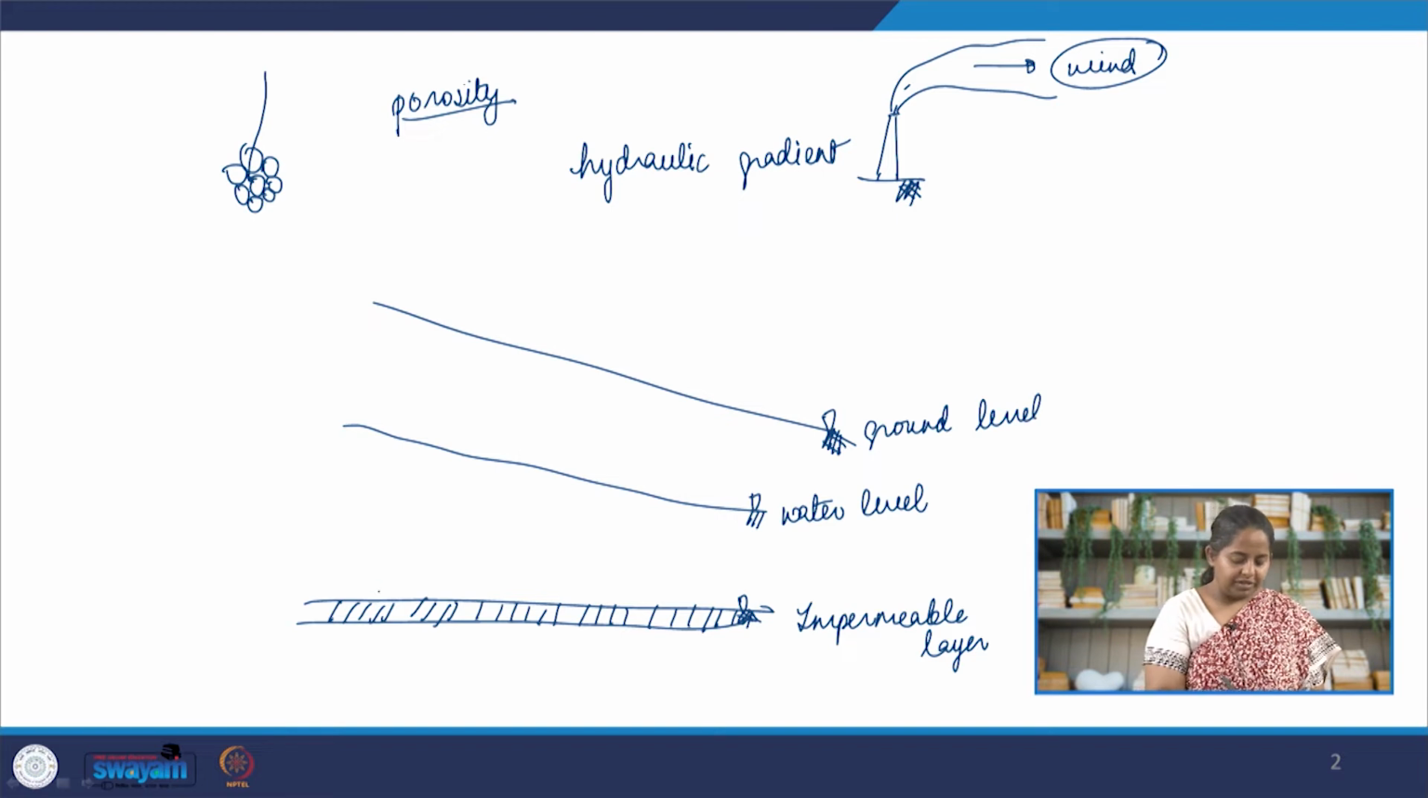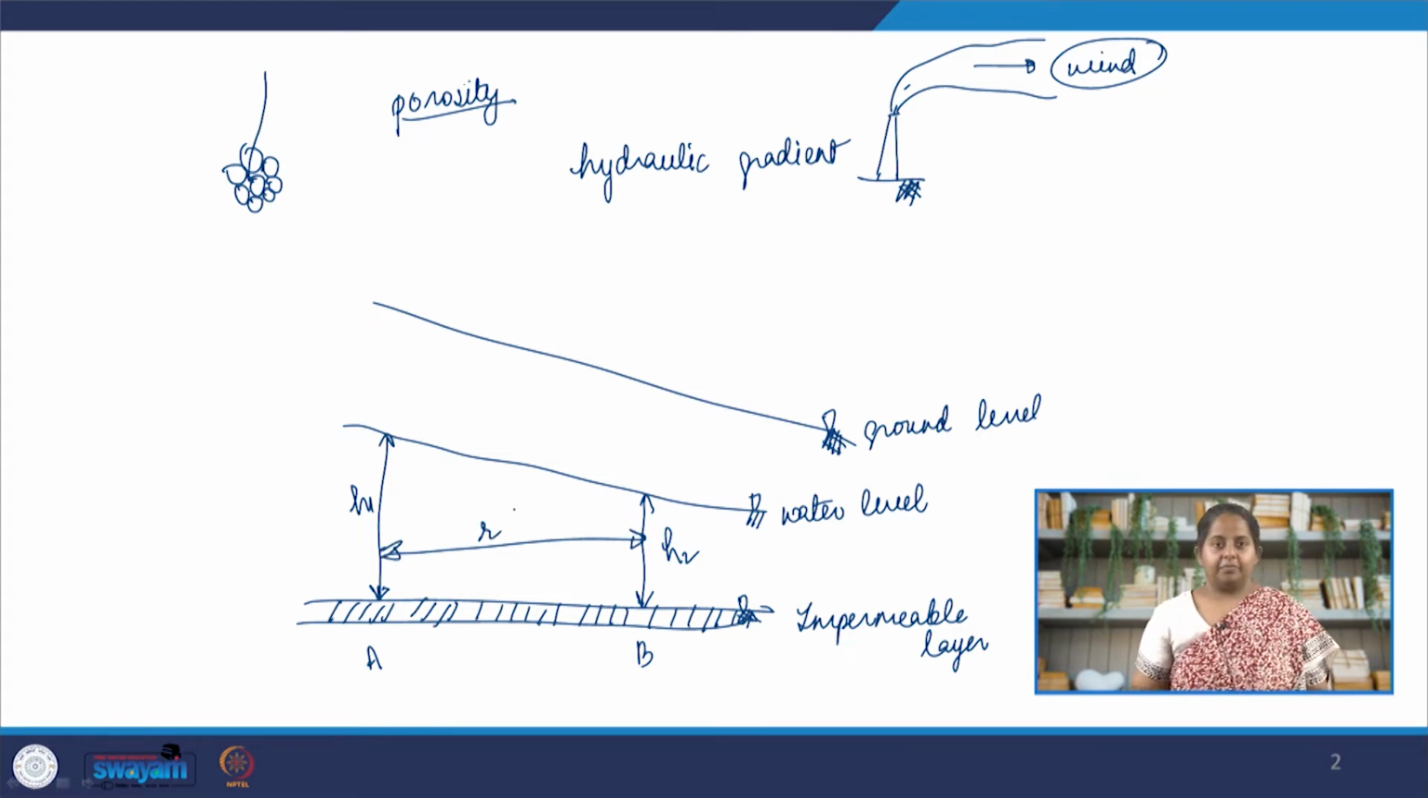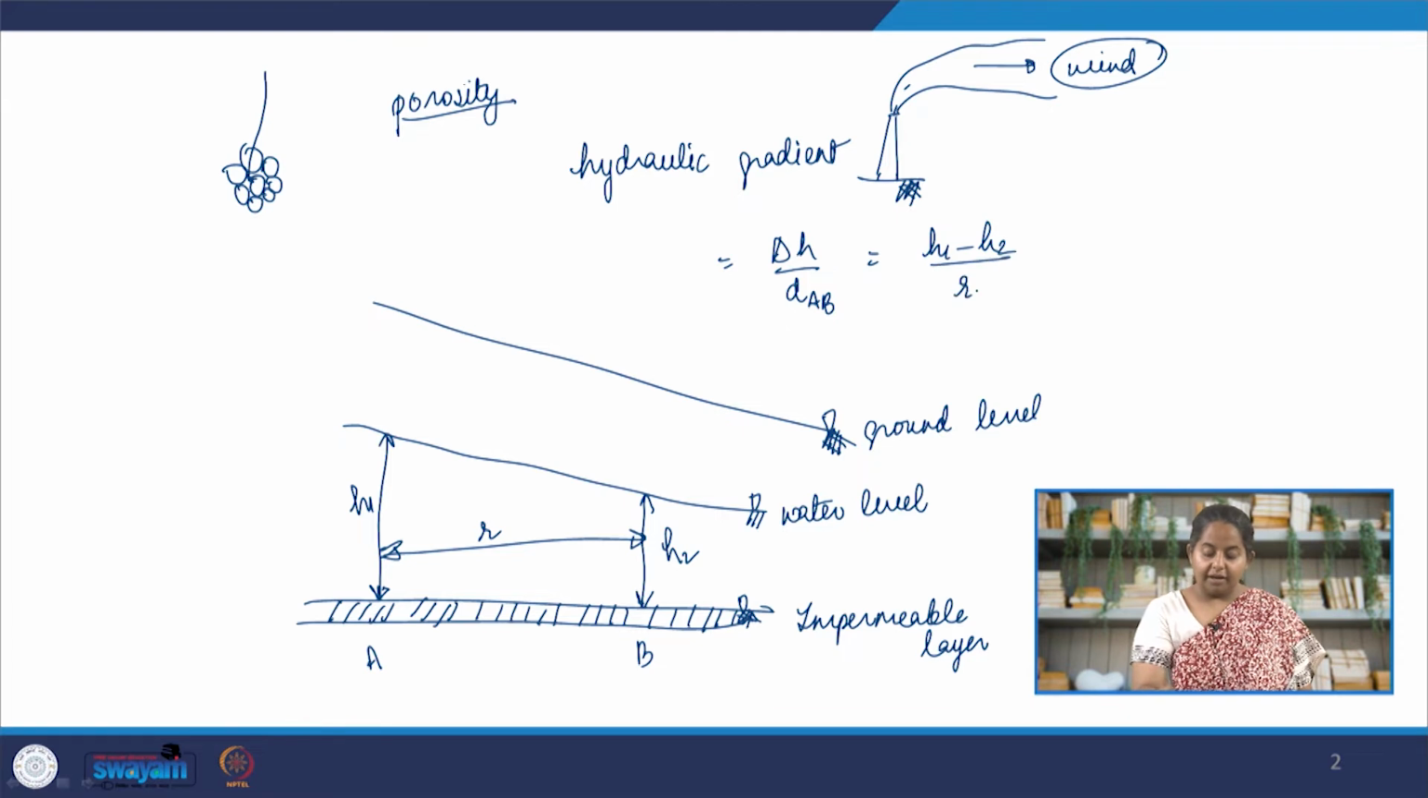So, if we take 2 points here, let us say point A and point B, this is the height of the water table here, let us call it H1, and this is the height of the water table at B, let us call it H2, and let us say the distance between point A and point B is R. Then the hydraulic gradient between point A and point B will be given by the difference of the heads divided by the distance. So, hydraulic gradient would be del H by the distance between the 2 points A and B, which in this case will be (H1 minus H2) by R.